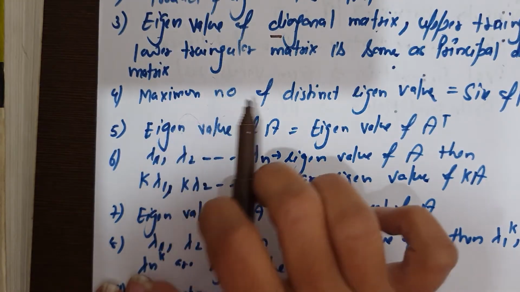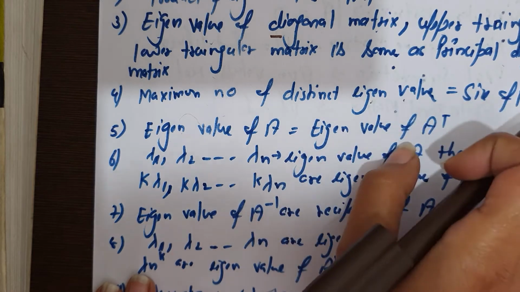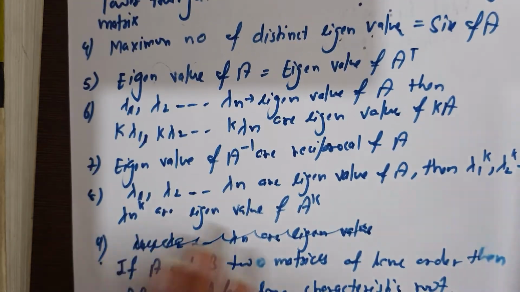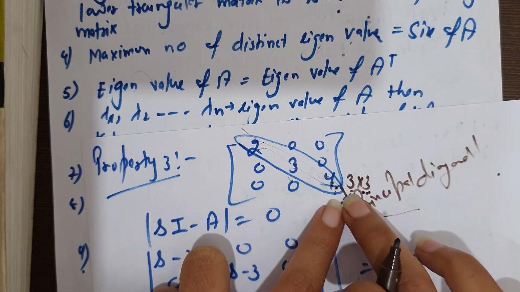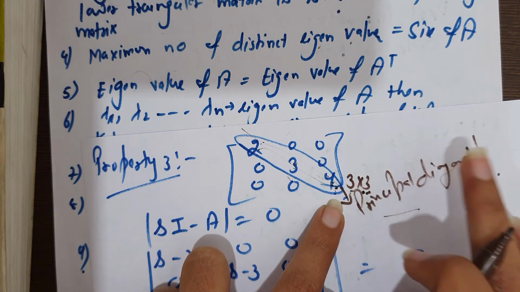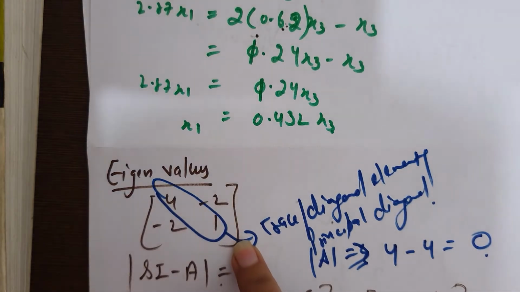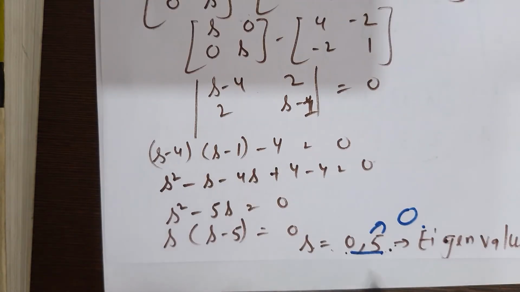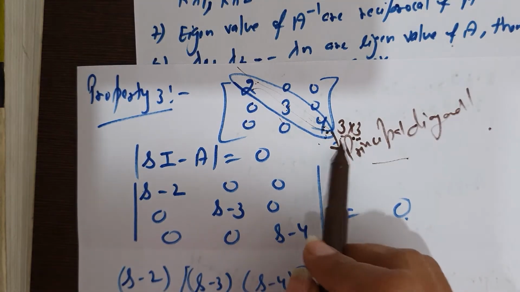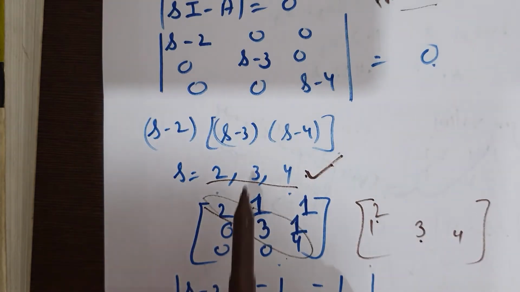Fourth property: the maximum number of distinct eigenvalues is equal to the size of A. Now what is size? Order is called size. So this is a 3 by 3 matrix, so its size is 3. It's a 2 by 2 matrix, its size is 2. Here the size of the matrix is 2, so we got 2 eigenvalues. Here the size of the matrix is 3, so we got 3 eigenvalues.